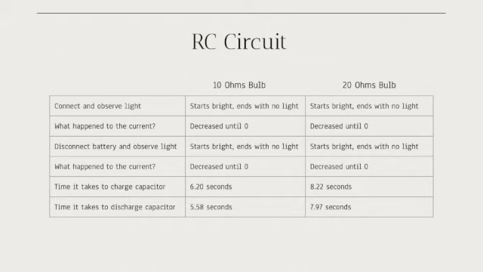discharge. So the time it takes to charge the capacitor was around 6.2 seconds for the 10 ohms bulb, and we have around the same ballpark to discharge the capacitor for the 10 ohms bulb, but for the 20 ohms bulb, we have a longer time to charge and discharge the capacitor.